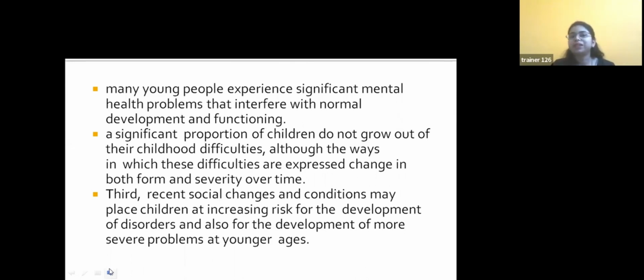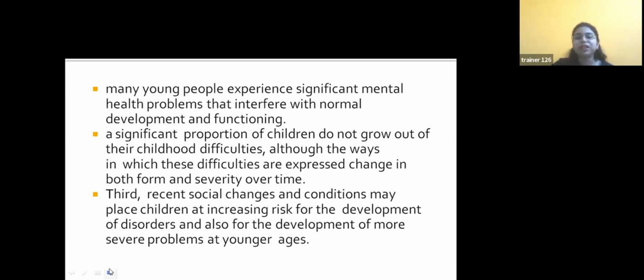Many young people experience significant mental health problems that interfere with normal developmental functioning. Suicide is another very prevalent cause of death in adolescence. It could be because of marks, academic performance, or relationship failures, so not being able to form a relationship, or it could be many other reasons. And a significant proportion of children do not grow out of their childhood difficulties at all. Whatever difficulties they have, they just continue to be in that, although the ways in which these difficulties are expressed change in both form and severity over a period of time.